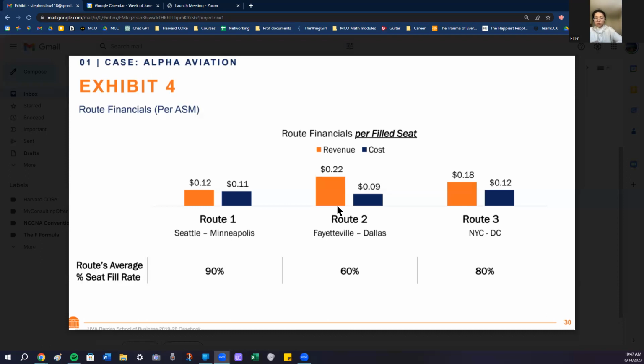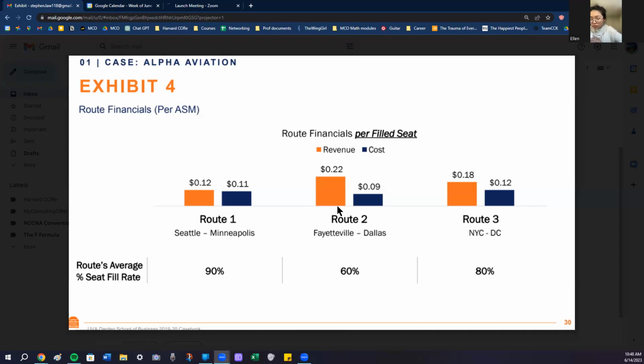A quick question, just to make sure we're aligned about the ASM definition. Do you know how to calculate ASM? Right. So ASM being the number of seats available times the number of miles. Yes. For ASM. So this is the profit per ASM. Okay, and so I would multiply by the number of seats and then multiply again by the number of miles to get the profit. Is that right? Because it's per ASM.